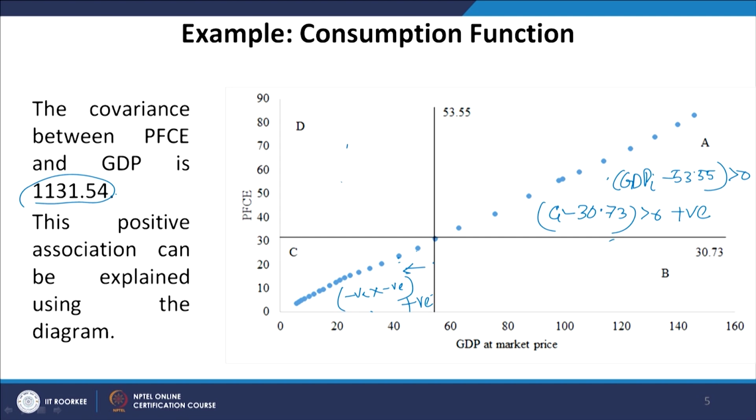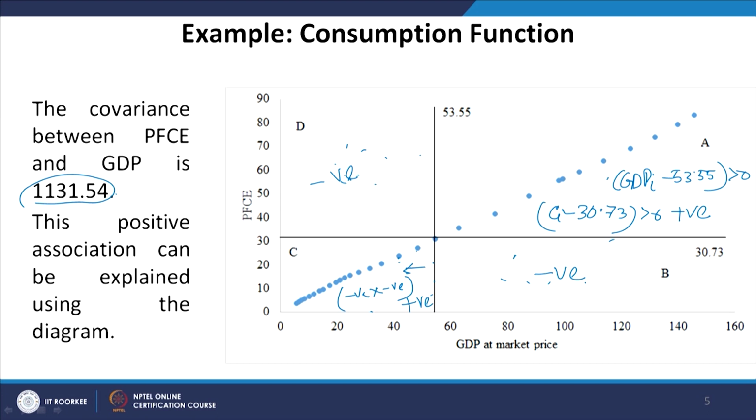If we had a lot of observations here, then you can see that for consumption this would have been positive, but for GDP this would have been negative. Similarly, in this quadrant also, for consumption they would have been negative, for GDP they would have been positive, right. So, negative, positive. So, these two quadrants would actually give us negative multiplication values.